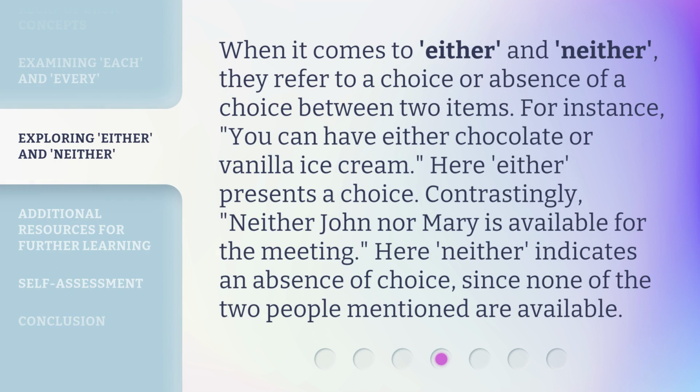When it comes to either and neither, they refer to a choice or absence of a choice between two items. For instance, you can have either chocolate or vanilla ice cream. Here, either presents a choice. Contrastingly, neither John nor Mary is available for the meeting. Here, neither indicates an absence of choice, since none of the two people mentioned are available.